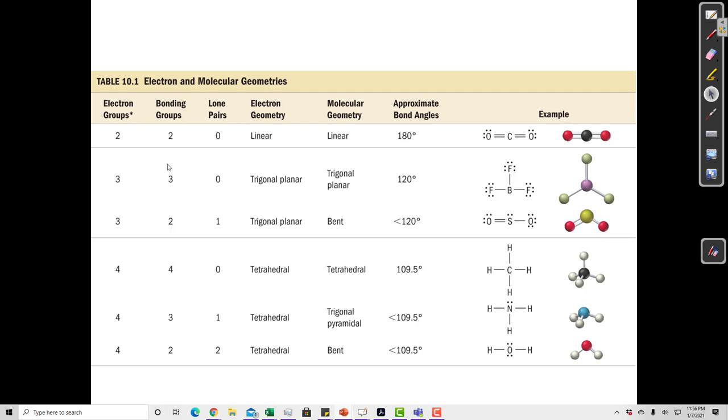Count the number of bonds. So carbon dioxide has two bonds and zero lone pairs. Two bonds, zero lone pairs, linear. BF3 has 1, 2, 3 bonds around the central atom. There's no lone pairs around the central atom. Three bonds, zero lone pairs, trigonal planar. What if I have two bonds and one lone pair around the central atom? Two bonds and one lone pair around the central atom is called trigonal planar electron geometry, bent molecular geometry, because look, now I pulled this group off, it's not trigonal planar anymore, now it's called bent.